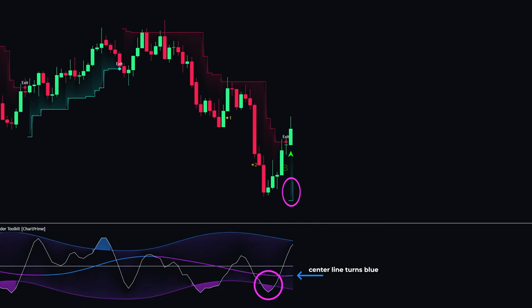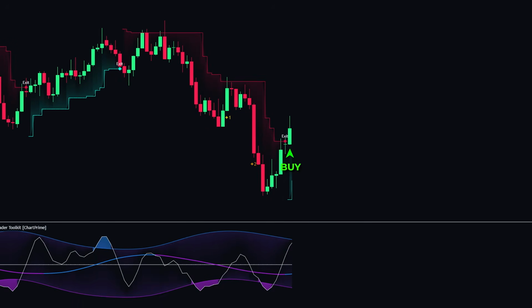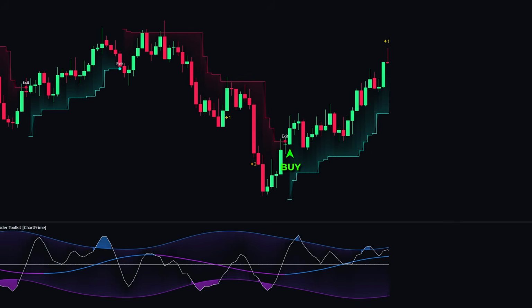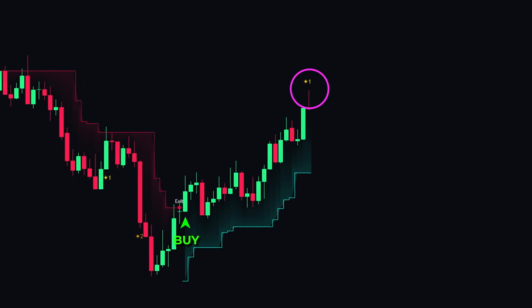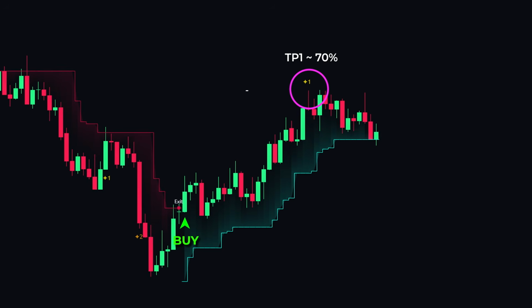Once it does, you can enter a buy position. After that, let the trade run until either the indicator displays a partial take profit or an exit signal. Here, we see it displays the first partial take profit, so I'll close a portion of my position and let the rest run. Notice that the indicator even signaled to close near the absolute top.